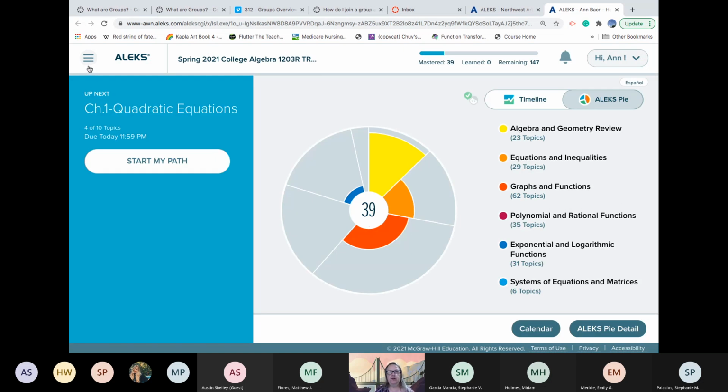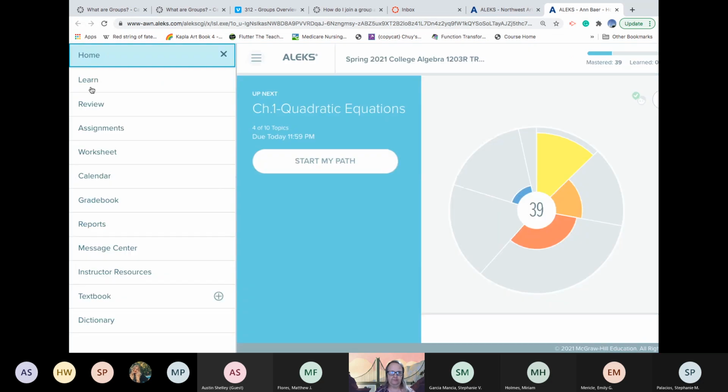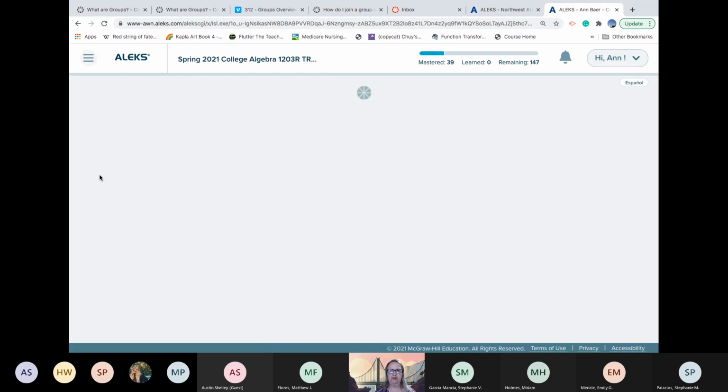These 3 horizontal bars up here give us access to the main menu in ALEKS, and there's a lot on the main menu in ALEKS. So I'm going to click on this, and I'm going to go down here to the calendar. Click on the calendar.